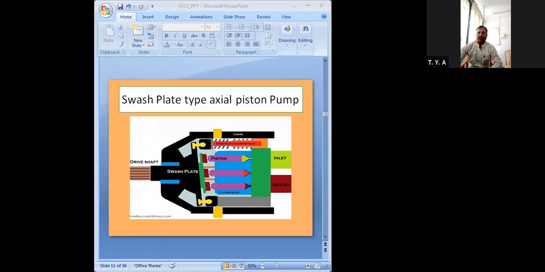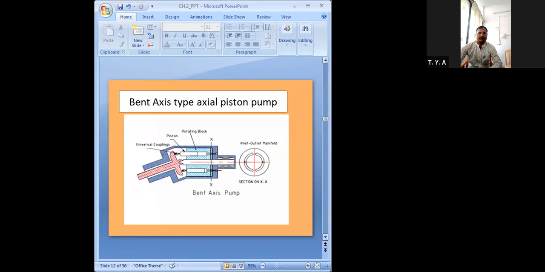Now we'll go for another one, that is this one, the bent axis type axial piston pump. Here I have shown a typical figure of our bent axis type axial piston pump, a line sketch diagram. This type of pump contains a cylinder block. You can see the cylinder block is there.